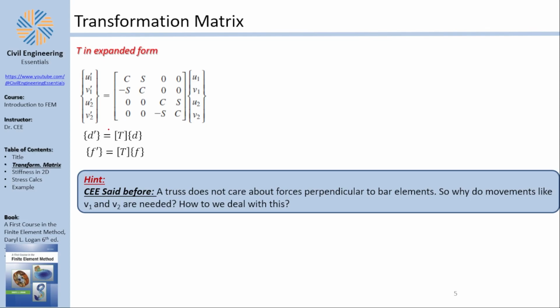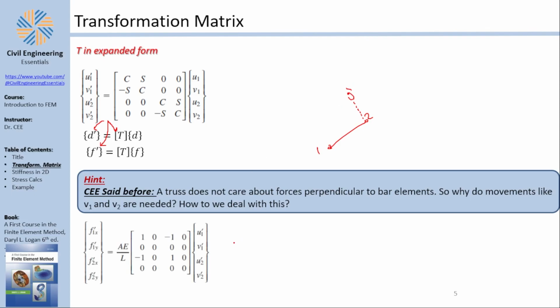I can use this to find the displacement and the forces in the global form. But wait, once again, I said before, a truss doesn't care about the forces or displacement in the direction perpendicular to the bar. Like if you have a bar here, in the perpendicular local y, the movement here doesn't affect anything in the truss. So how do we deal with this? Well, it's actually very simple. This is basically the idea. But of course, you might think, wait, this is too fast. So allow me to explain.